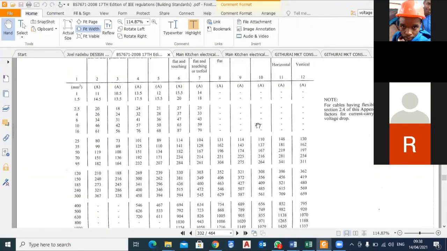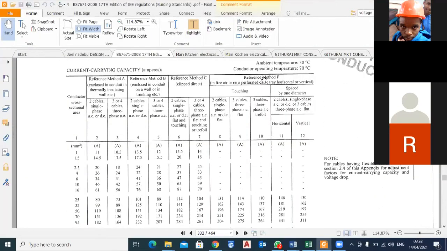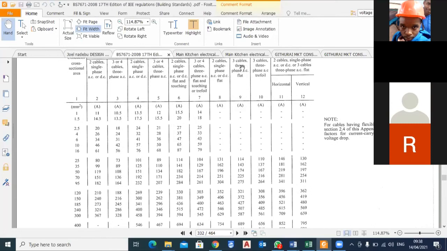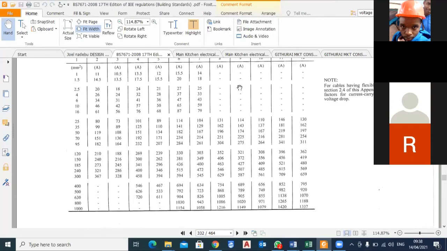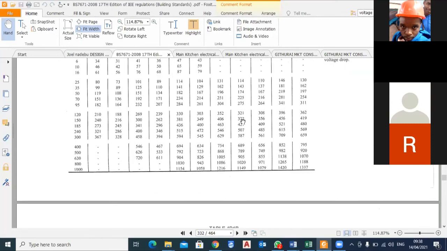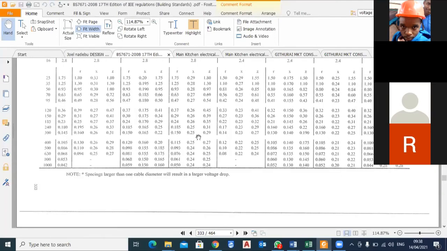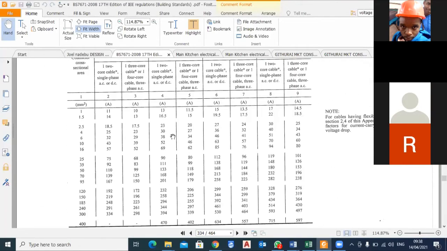It's at 9. If you are to use this reference method F, which should be touching, remember it's 3-cable flat AC. It's 150. You'll use 150 millimeter square for that case. But in the supply cable for that board, we use Ahmad.